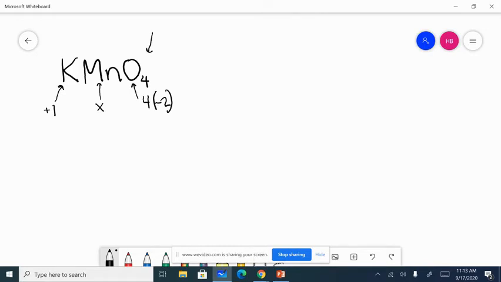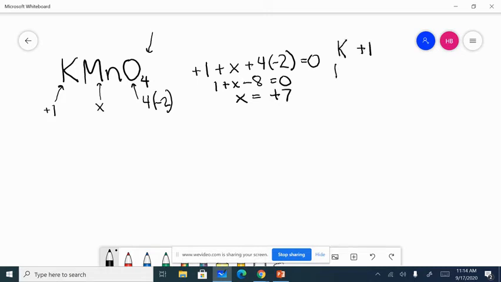So you see that there's no number there. That means that it is a compound and is electrically neutral. So if I add up the +1 for potassium with the unknown for manganese, and then the 4 oxygens that are each -2, the total is going to be 0. So in this case, the oxidation state for manganese is +7. So potassium is +1, manganese is +7, and oxygen is -2.